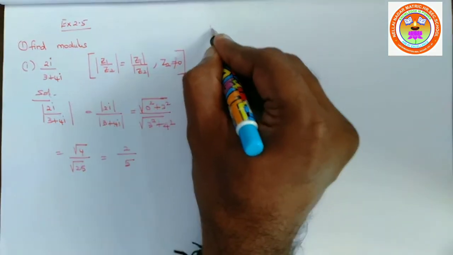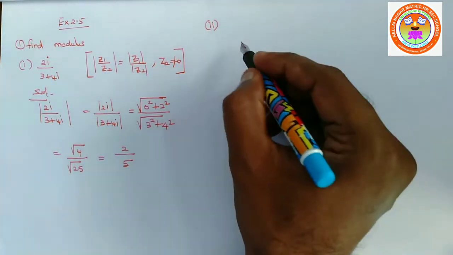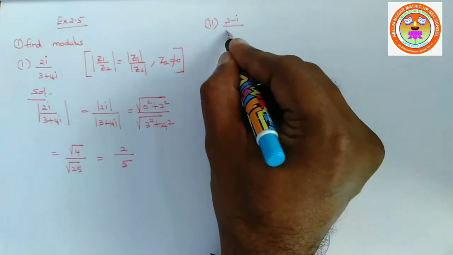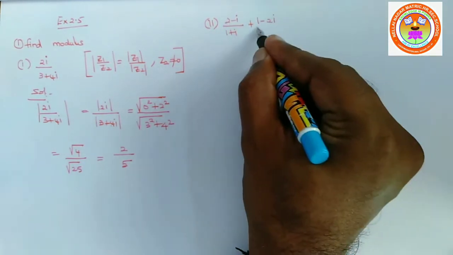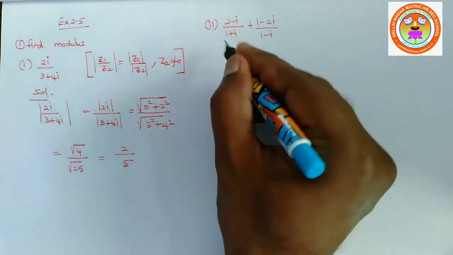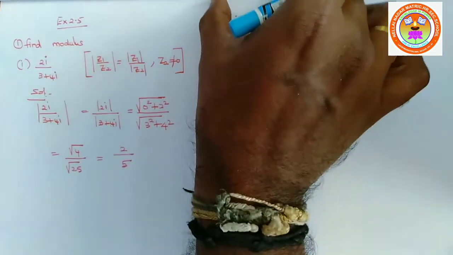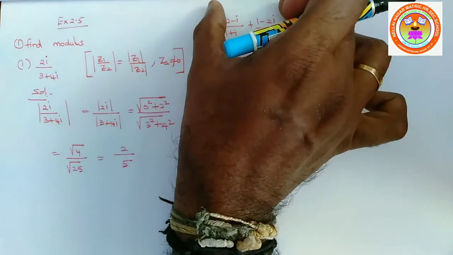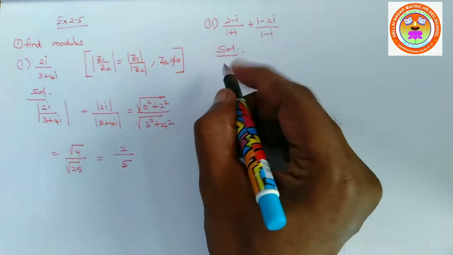Next, we move towards the second subdivision of the same first sum: 2 minus i divided by 1 plus i, plus 1 minus 2i divided by 1 minus i. In this sum, just like the previous sum, we can't put the whole modulus. It is not a proper way and it is a waste. So first we simplify the value.